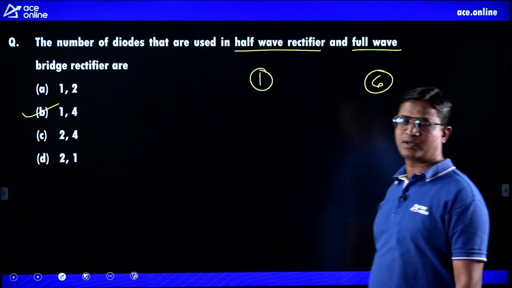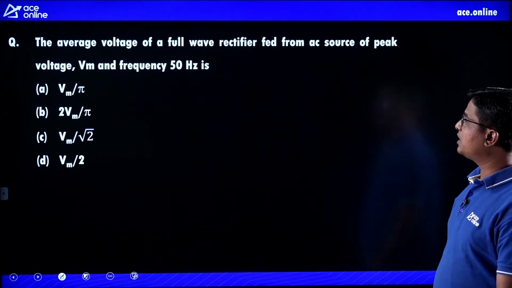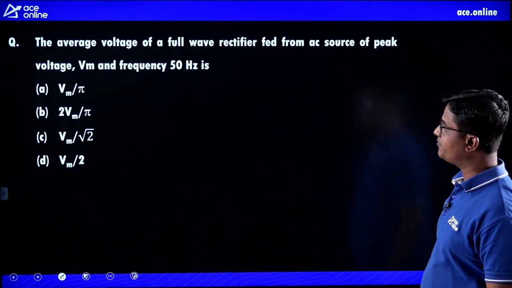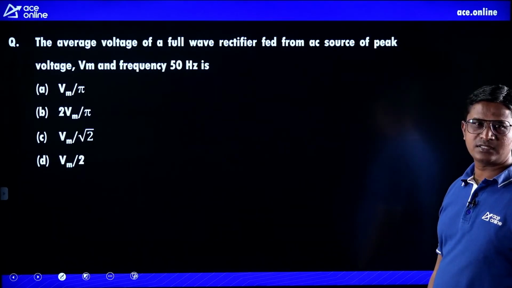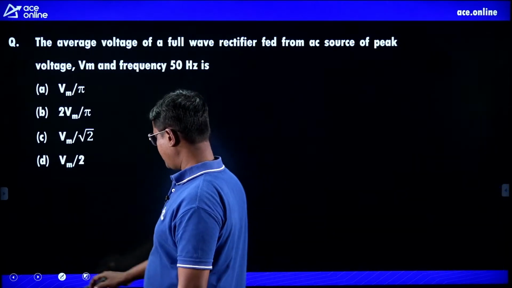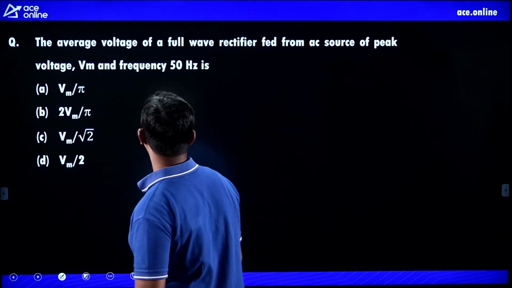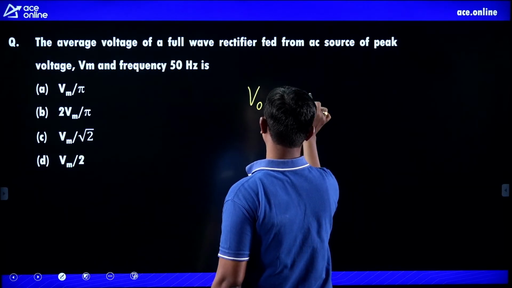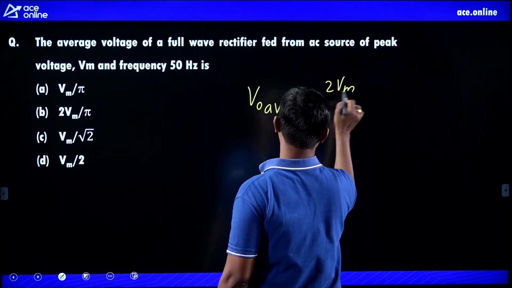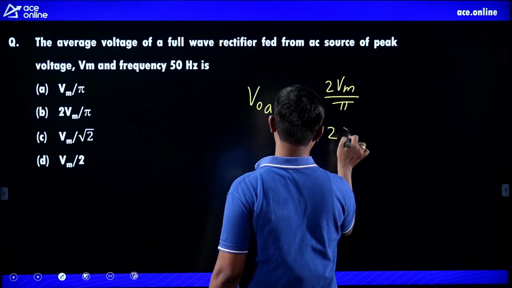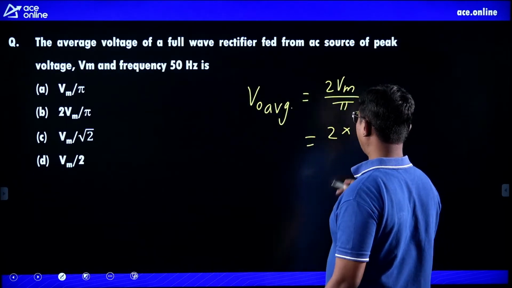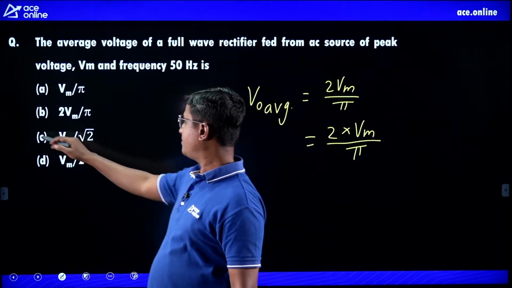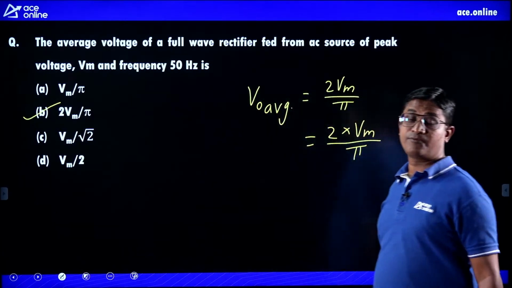Yes or no? Alright. The average voltage of a full wave rectifier fed from AC source of peak voltage Vm and frequency 50 Hz is. Yes. What is the V0 average? He is asking for which rectifier? Full wave rectifier. So what is V0 average for full wave rectifier? It is 2 Vm by pi, na? So it is 2 into Vm, Vm means peak value of supply voltage. So it is directly given, na? 2 Vm by pi. Option B.